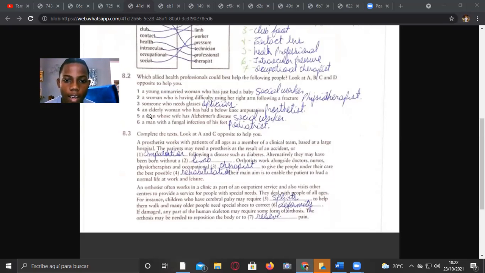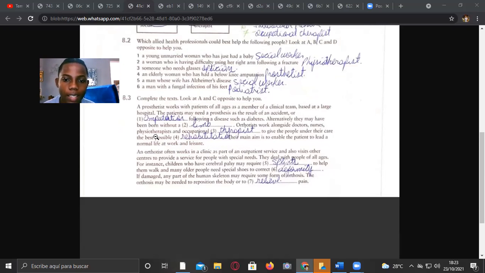Fourth, an elderly woman who has had a below knee amputation, prosthetist. A man whose wife has Alzheimer's disease, social worker. A man with a painful infection of his feet, podiatrist. Complete the text, look at A and C opposite to help you.